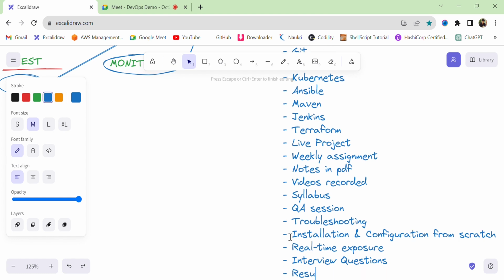Also I can help you with the resume preparation. So if you are looking for a job, I will guide you on how to prepare your resume, how to upload it on Naukri, and how to get a call from the companies. Okay, so all this stuff will be covered in this course.